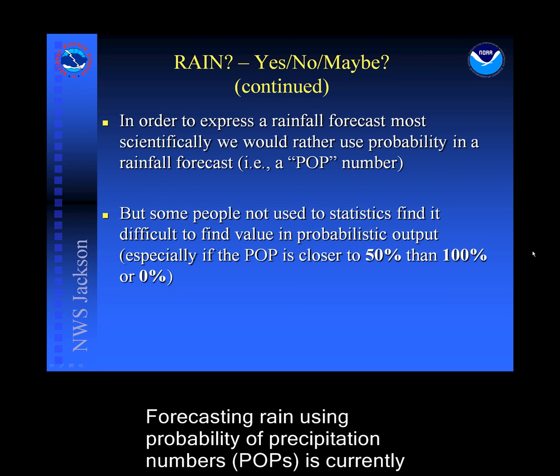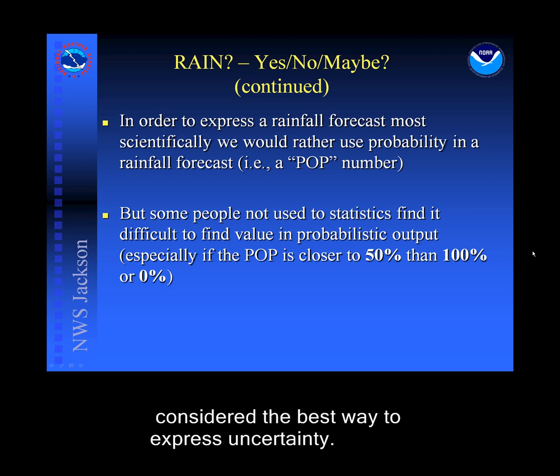So in order to express a rainfall forecast most scientifically, we would rather express our certainty concerning rain or no rain in terms of probability, or a POP number. But some people not used to dealing at all with statistics find it difficult to find value in probabilistic output, especially if the POP is closer to 50% than 100% or 0%.